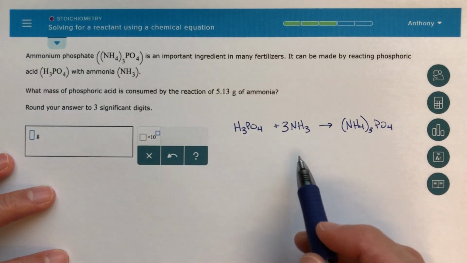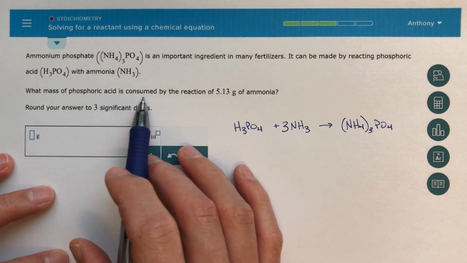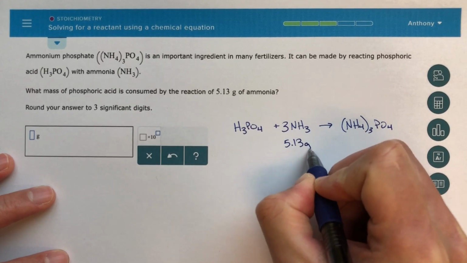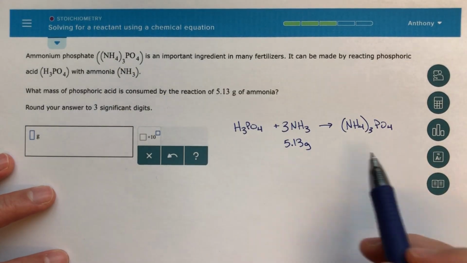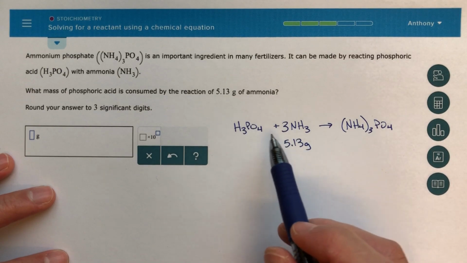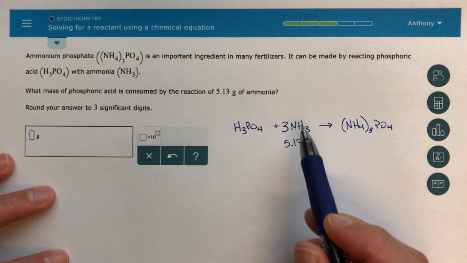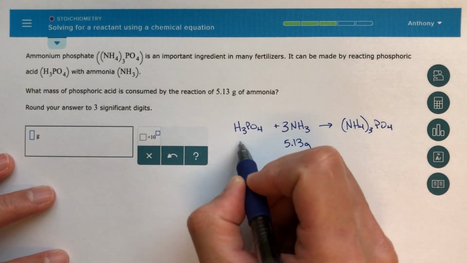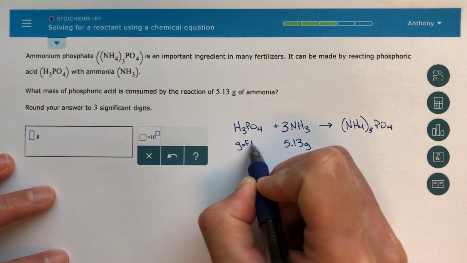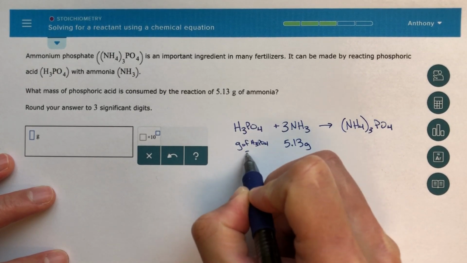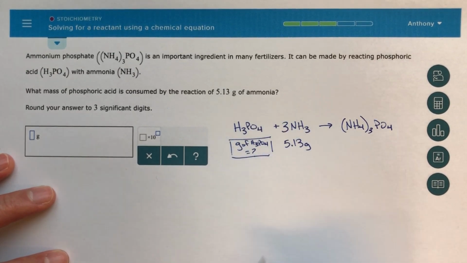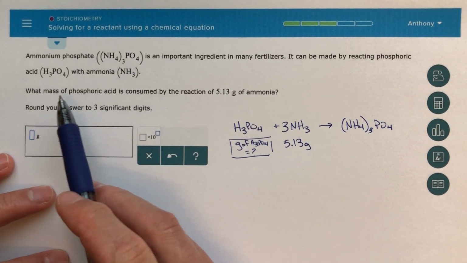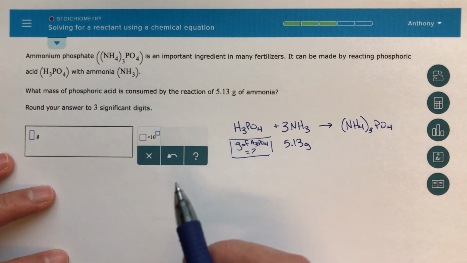We're still organizing our information here, right? What mass of phosphoric acid is consumed by the reaction of 5.13 grams of ammonia? So when I'm getting started and organizing my information and making a plan, I will typically write the given information right underneath whatever my reactant or product is, whatever is given. And then I'll also indicate what the question is. So grams of H3PO4 equals question mark, right? That's what we are ultimately looking for, to put in as our answer. What mass of phosphoric acid is consumed? That's what we're looking for.